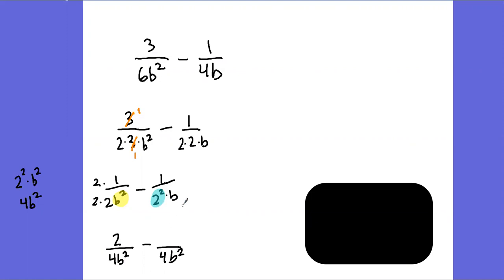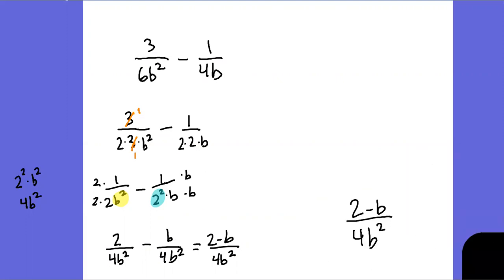And over here, the 2 squared is 4, so I'm good there. This is b squared, so I'm missing a b here. So I'm going to multiply the top and the bottom by b. 1 times b is just b. And now I'm good to go. I got this common denominator. So my denominator is just going to be 4b squared, and 2 minus b, those are not like terms, so I can't put those together. So my final answer is just going to be 2 minus b over 4b squared.